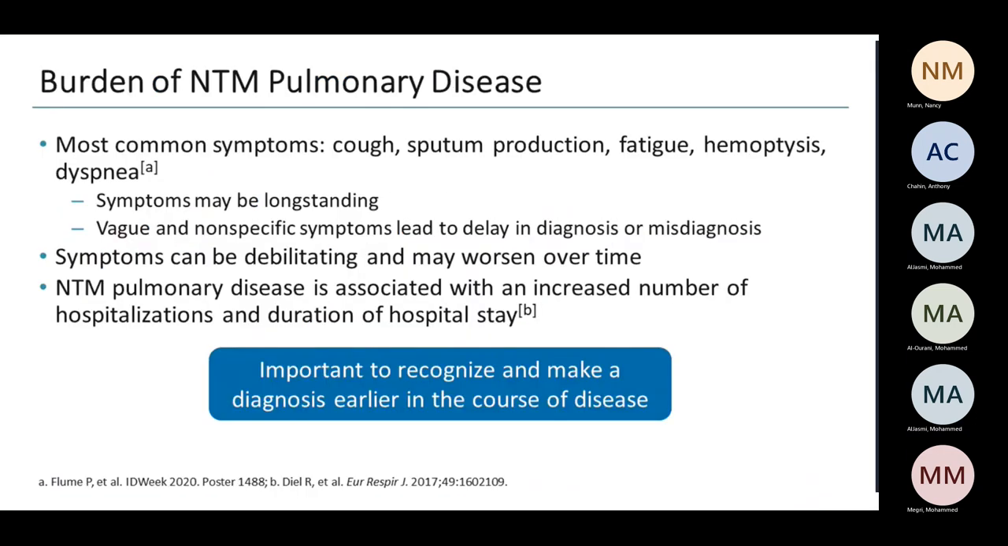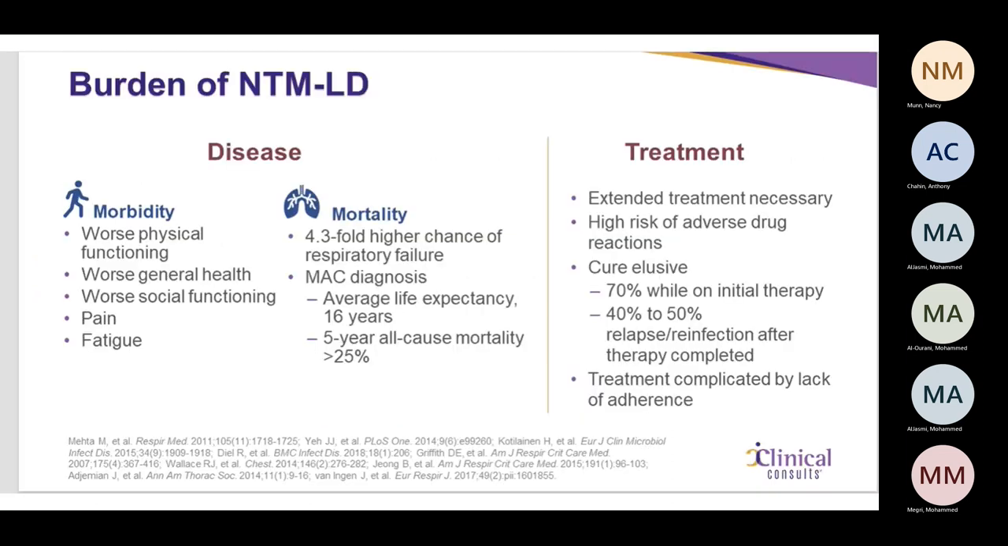So, like I said, the disease causes symptoms, could be systemic symptoms, could be respiratory symptoms. It can be very debilitating for the patients. Studies look at the outcome. Hospitalization is more frequent in patients with NTM. So earlier diagnosis and treatment might improve this aspect of the problem. The burden could be from the disease itself, could be from the treatment. Both mortality and morbidity correlate with that.